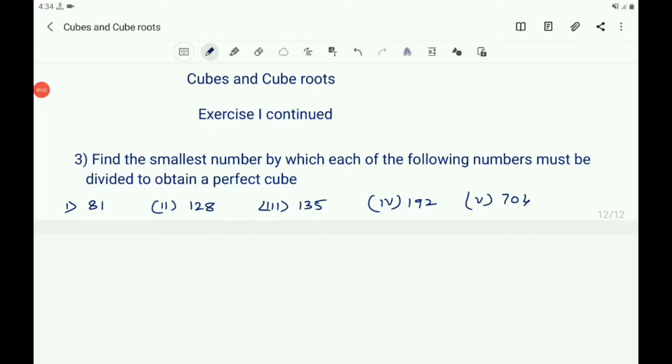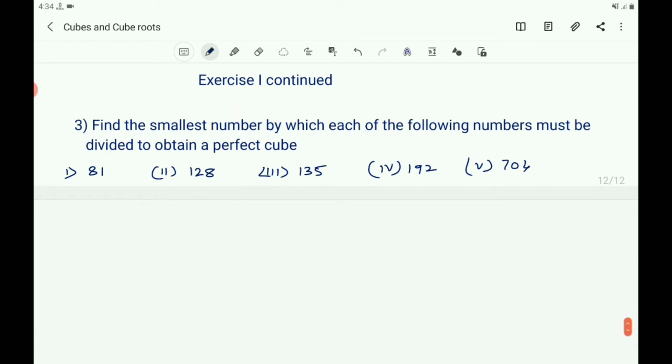Children, let us continue the chapter Cubes and Cube Roots. It is a continuation of the first exercise of that chapter. The third question. What is the third question? Find the smallest number by which each of the following numbers must be divided to obtain a perfect cube. Here the numbers are given.